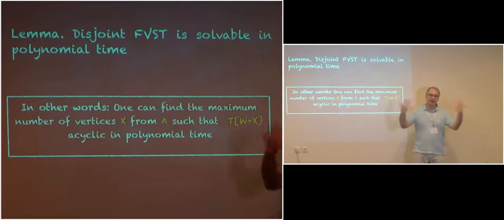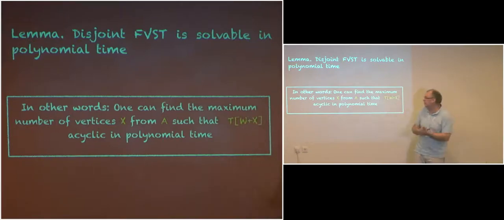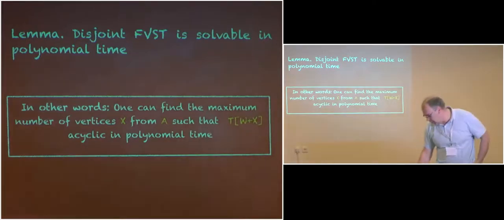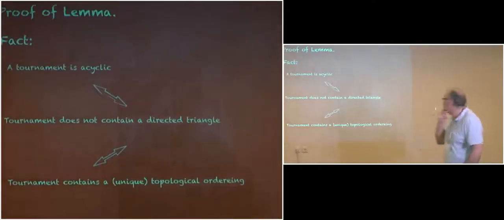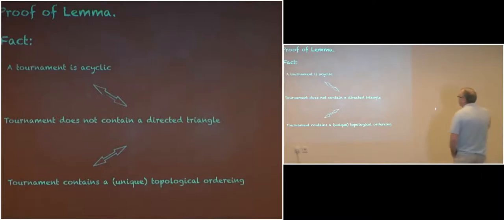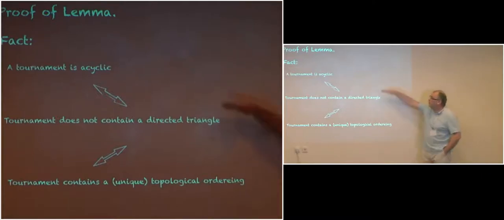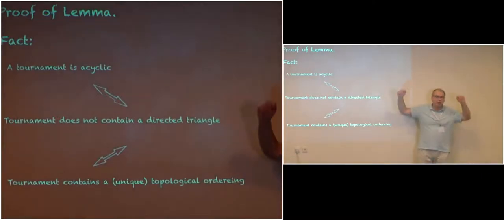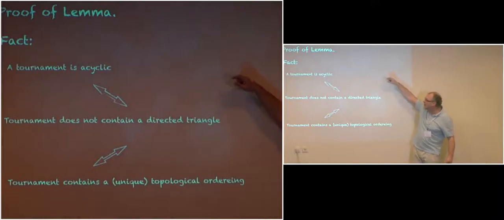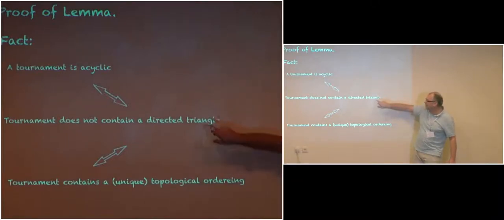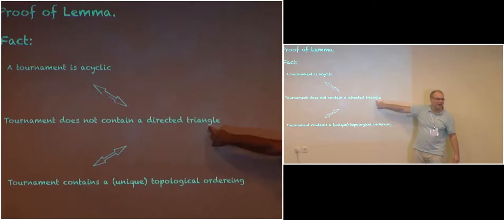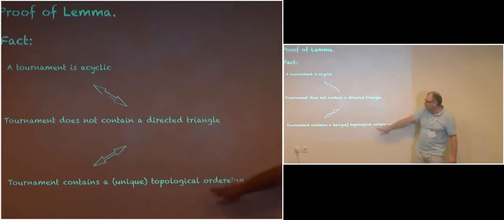And my claim is that this problem is, again, solvable in polynomial time. This time it's a little bit more complicated. Why is this problem solvable in polynomial time? Well, I will use again the following facts about tournaments. If my tournament has a cycle, it also has a directed triangle. And the second thing is also quite simple: if my tournament is acyclic, it has a topological order.